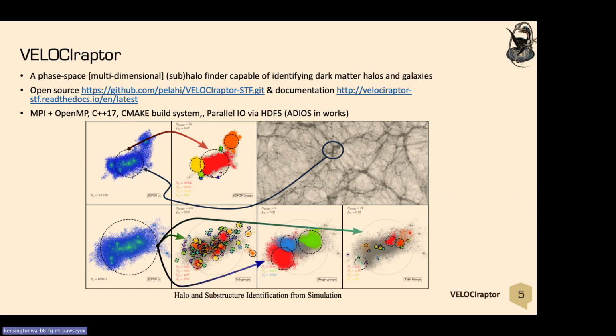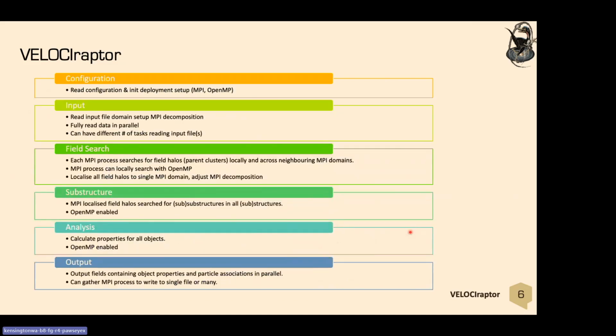It uses C++17, mostly C++14, but I make use of a bit of C++17. It's MPI+OpenMP, CMake. It uses parallel I/O by HDF5, so it's meant to really scale as much as possible. The largest thing I think we ran on was 35,000 cores for a very large dark matter only simulation, so not that much physics, but we really want to have a large volume and lots of resolution, so it does scale pretty well. And the basic idea for VELOCIraptor is you give it some configuration, you give it some input, you then do this search of identifying field clusters and then substructure analysis and output.